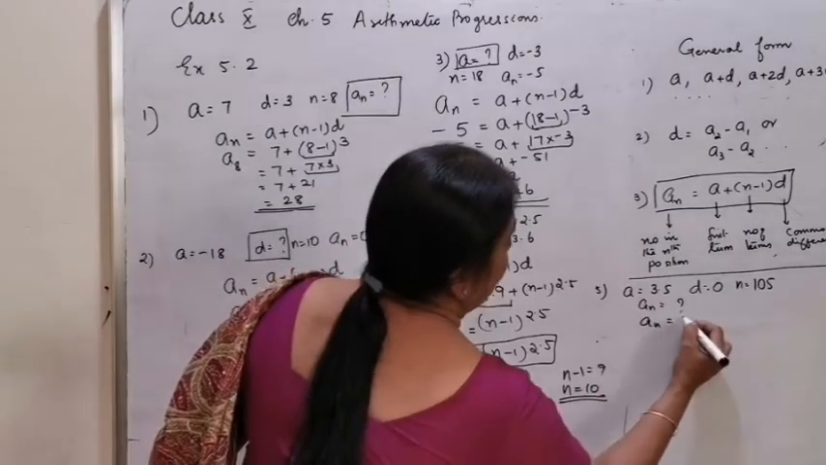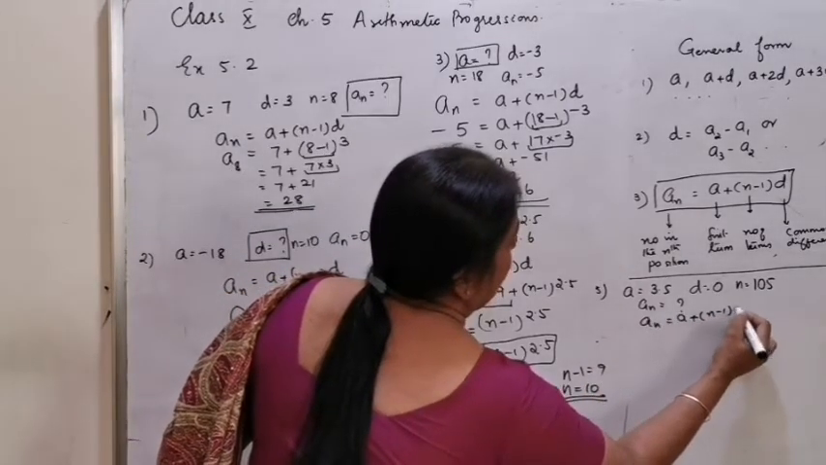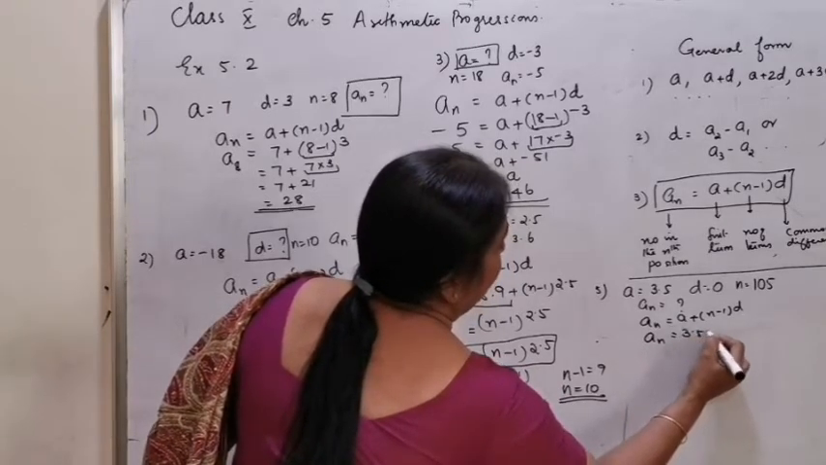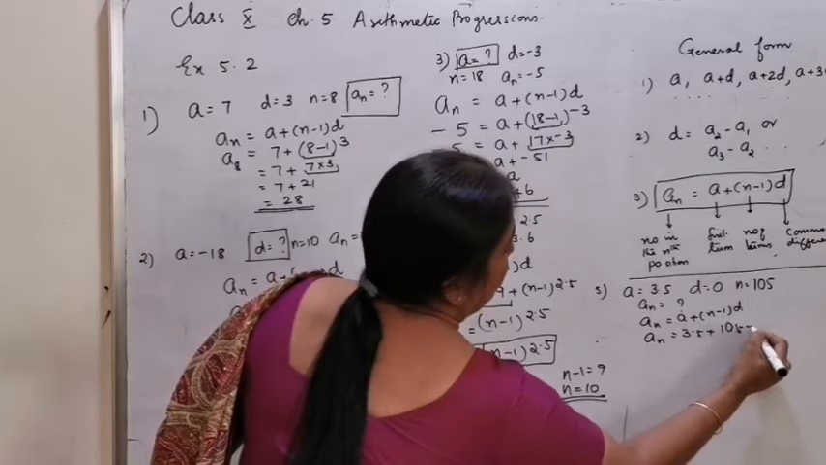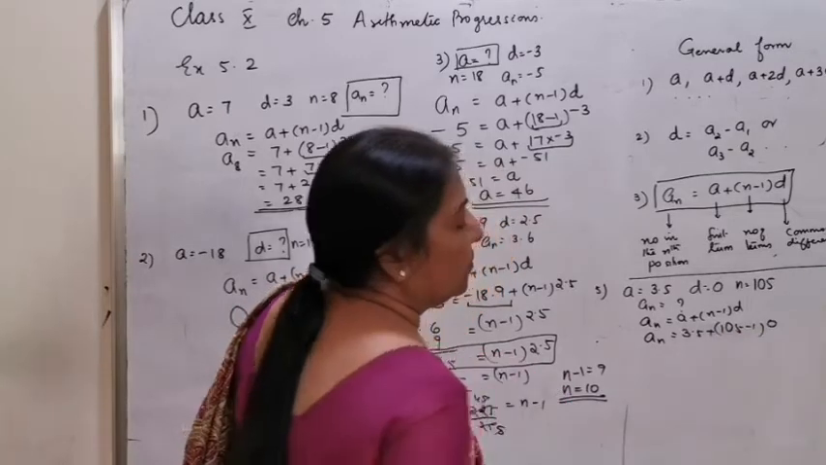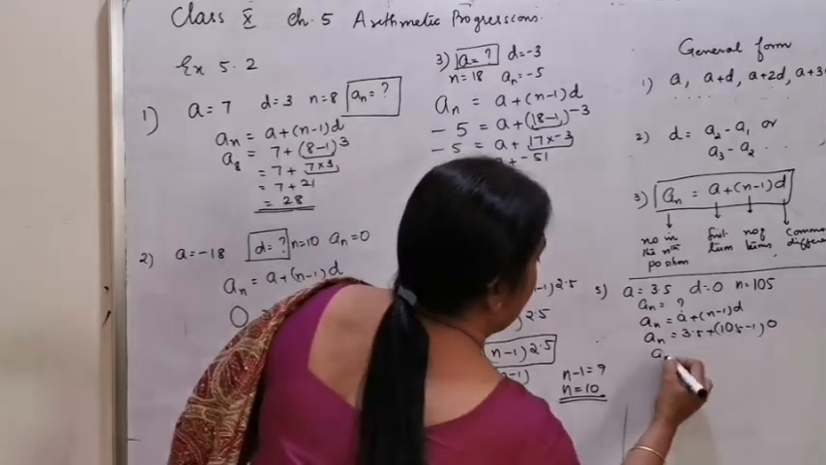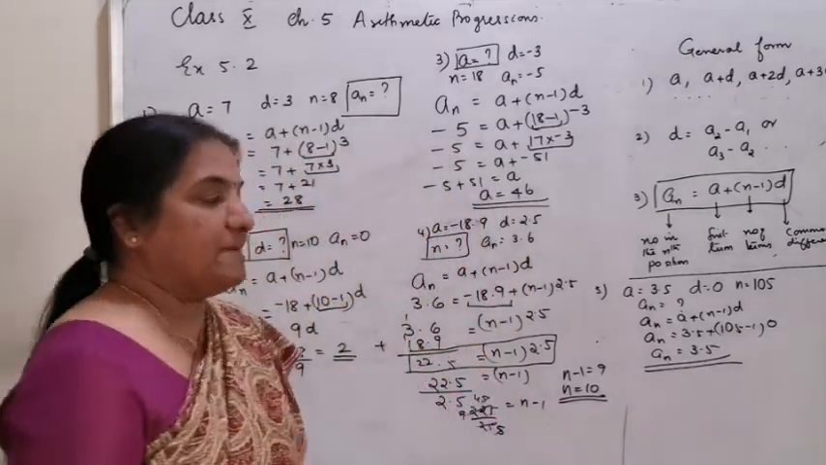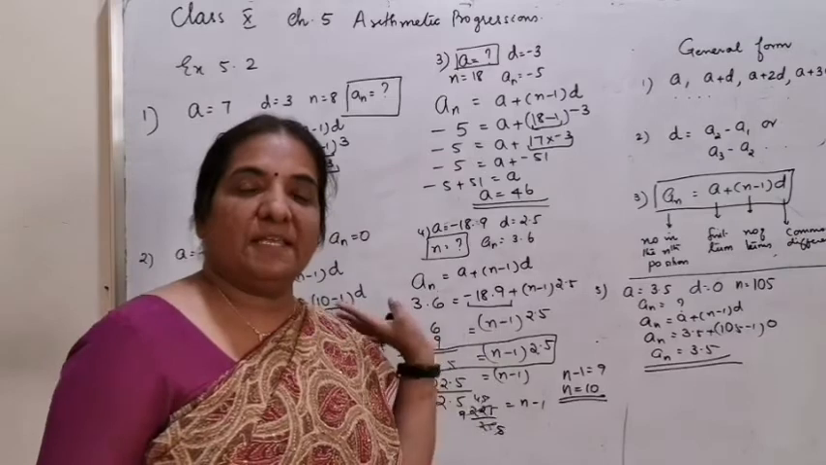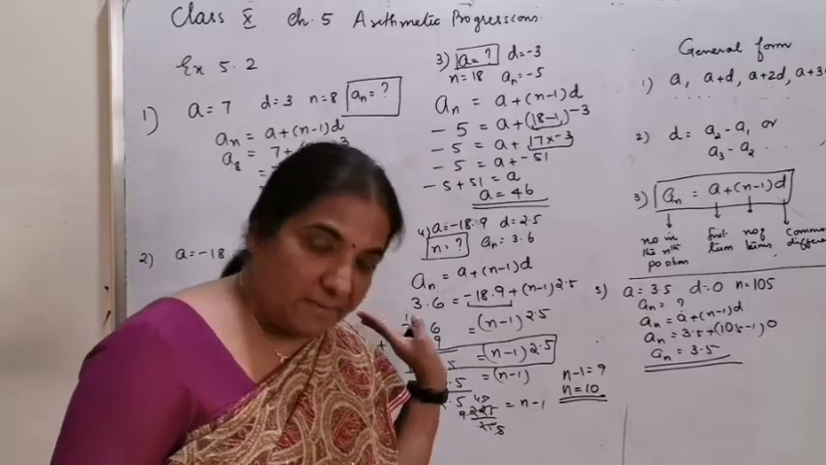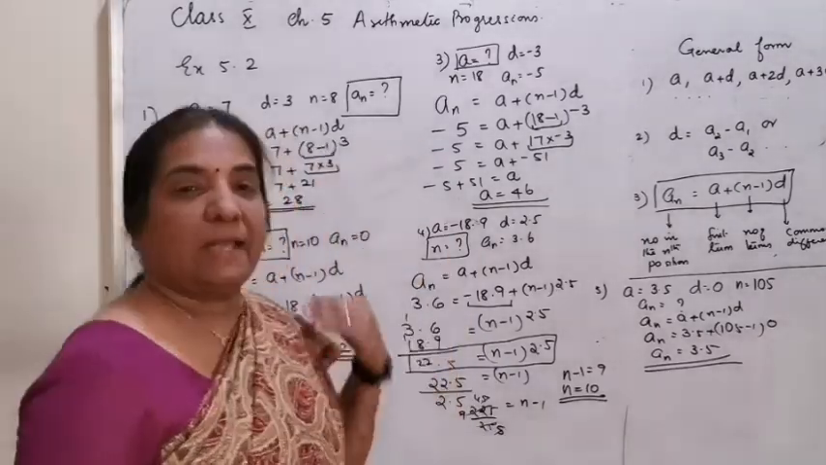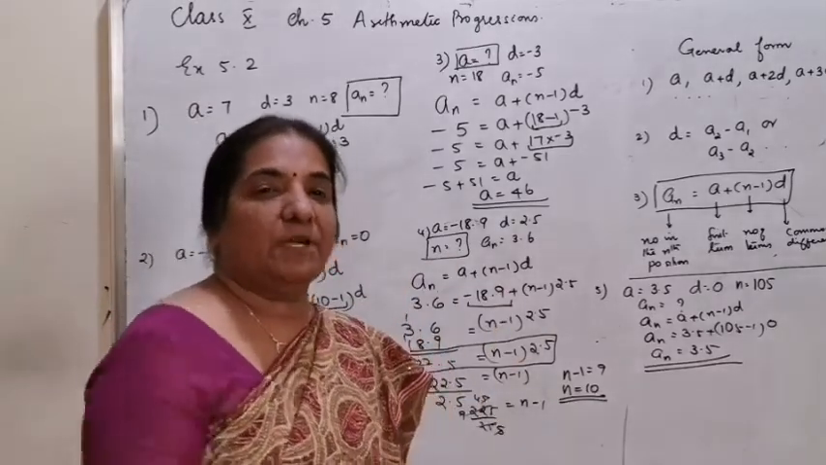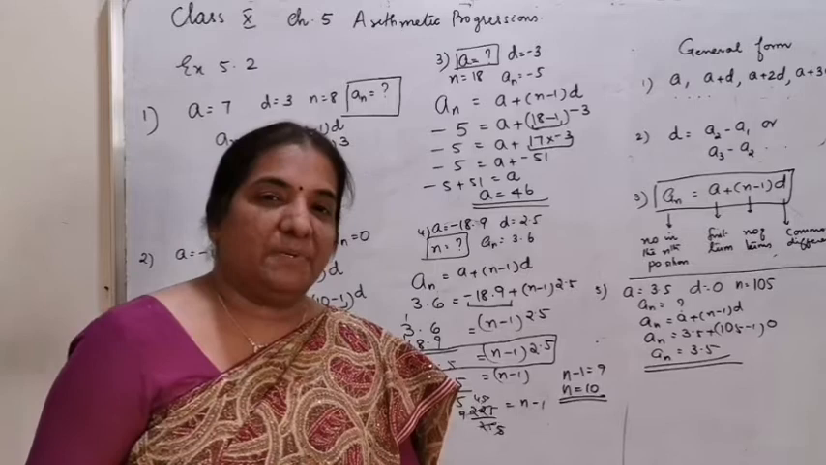an is equal to a plus (n minus 1) into d. an is equal to 3.5 plus (10 minus 1) into d. d is 0, which shows that an is also 3.5. Any number multiplied by 0 is 0. From these subdivisions of question number 1, learn how to calculate each of these unknown quantities. Now the remaining part of the exercise will be very simple.